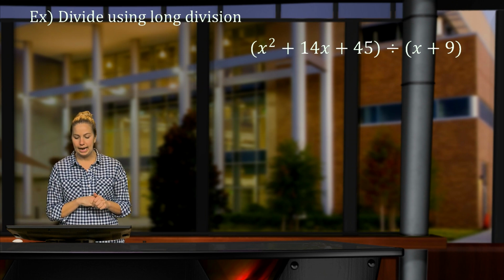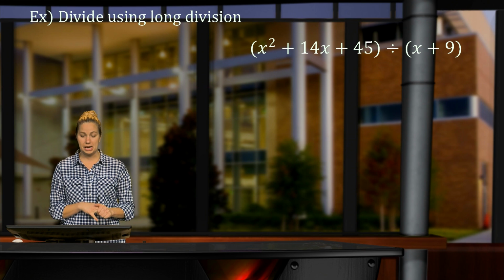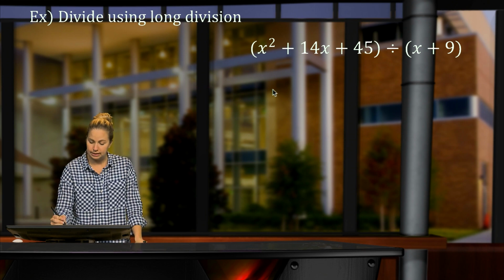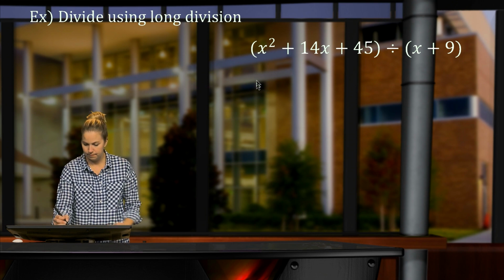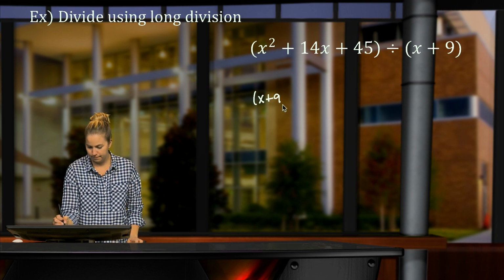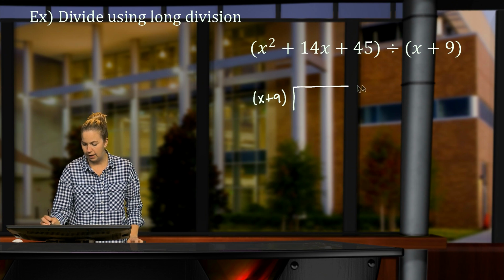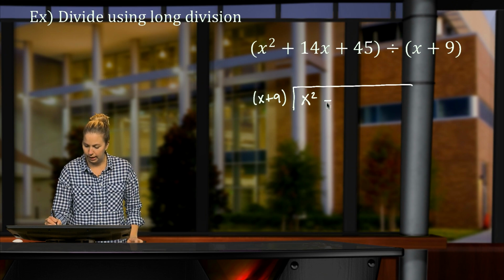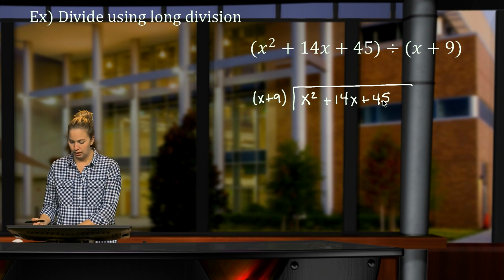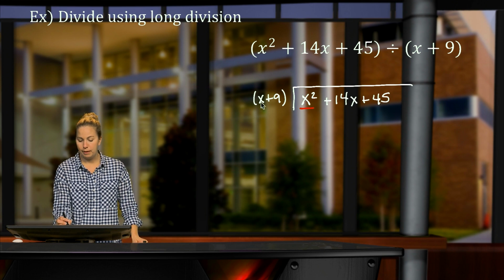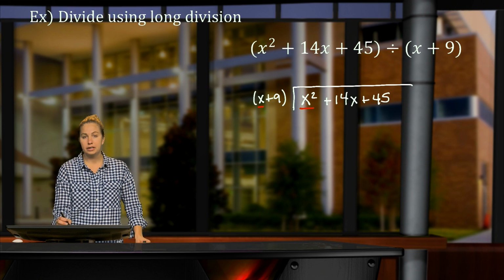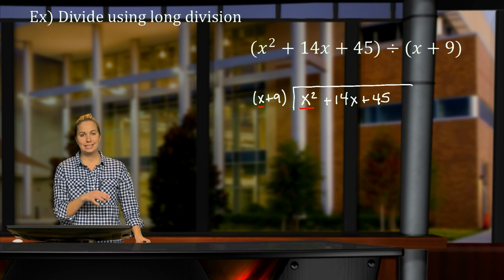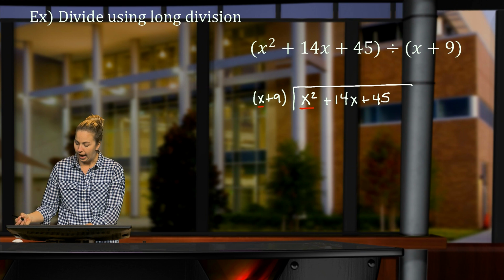x squared plus 14x plus 45 divided by x plus 9. We're dividing by x plus 9, so that's going to go on the outside. And we are dividing x squared plus 14x plus 45. Now we always start with the very first term, and we're starting with the first term in our divisor. x squared divided by x. Remember when I told you to change the language? This is why.